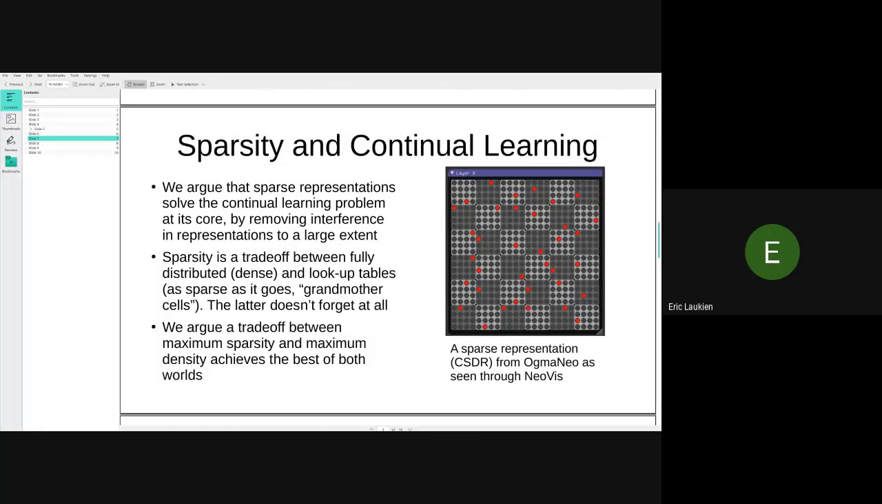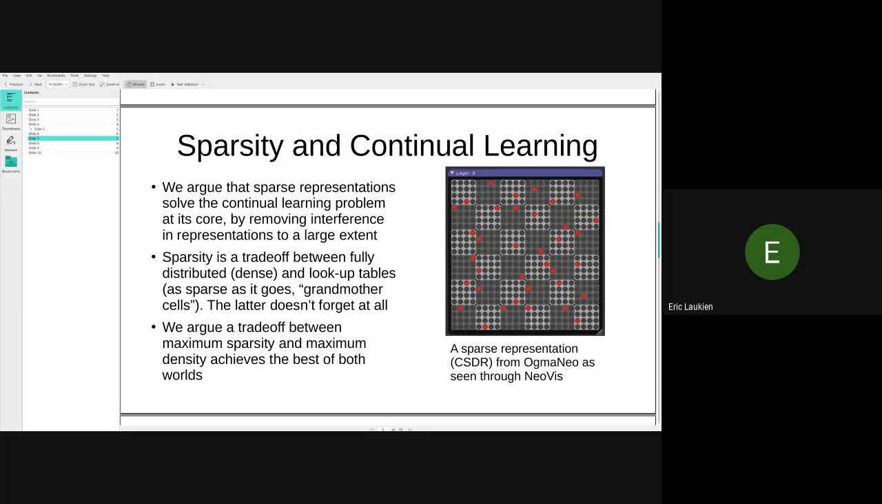So, sparsity and continual learning. We think that sparse representations basically solve it at its core, at the online learning level, by removing the interference in the representations. This is a problem you have with deep learning: every neuron knows a bunch of things about a bunch of inputs, rather than being special purpose for a specific portion of the input. It's kind of difficult to explain. You get a feel for it when you work with it a lot.